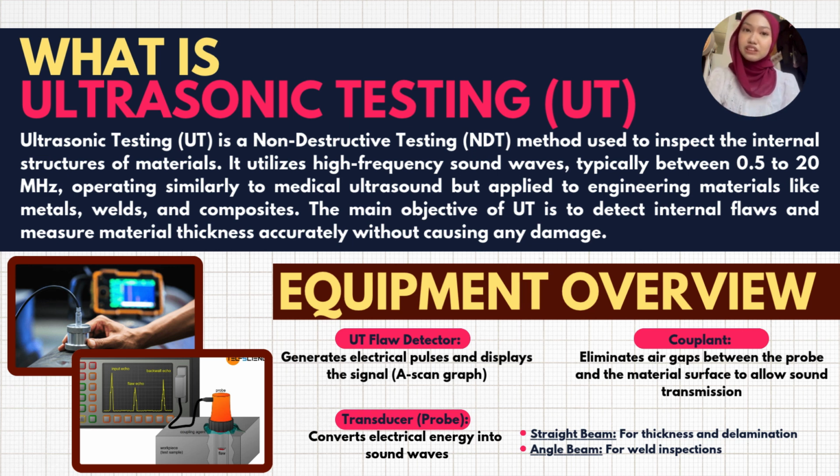So we move to the equipment overview. The first one is the UT flaw detector. The UT flaw detector generates electrical pulses and displays the signal as a scan graph. For the transducer, which is the probe, it converts electrical energy into sound waves. It has two beams, which are straight and angle beam. The straight beam is for thickness and delamination, and the angle beam is for weld inspection.